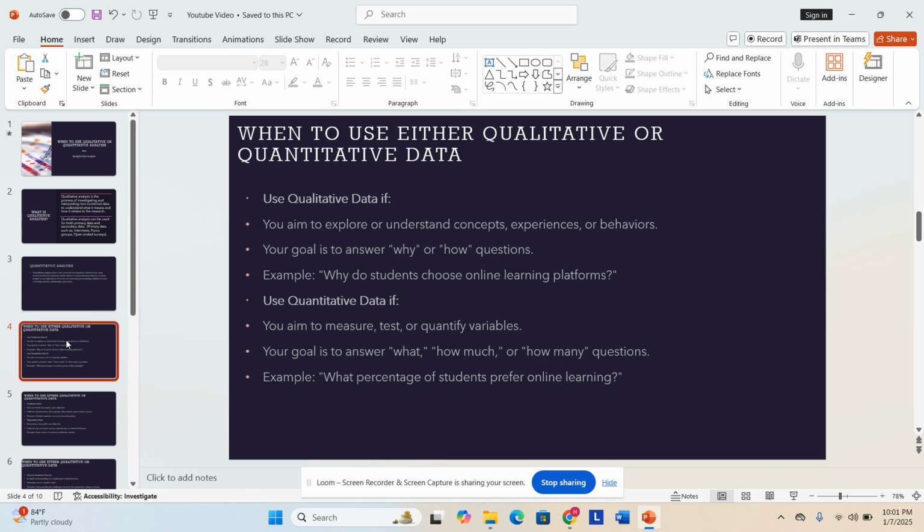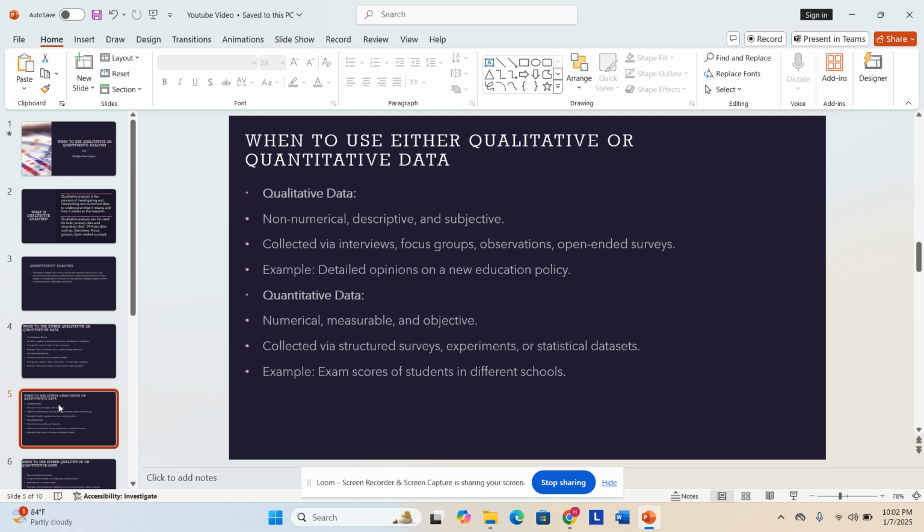For that, you can still use quantitative data because the main aim is to understand the learning platforms that they use most. And from the answers that you get from the questionnaire that you're going to draft, you can now answer the why. Even though there's a why question there, the main thing that you first talk about is the what. So if your aim is to measure or test or quantify variables, you can use quantitative data.